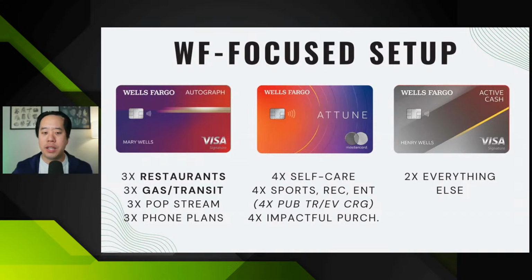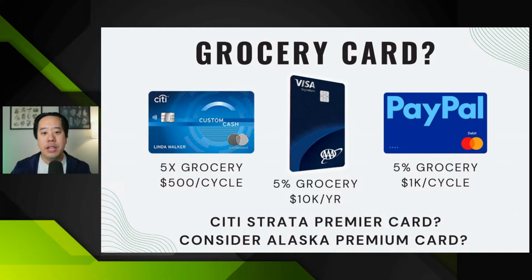You're going to miss things like groceries, which is a big one I can see already. You're missing travel, although you could say that the Alaska card is your travel card because you're flying with Alaska. But then what about things like hotels? Those are the things you want to look for when you build your Wells Fargo focused setup, because you're going to have some gaps, not only in multiplier categories, but also in things you do for travel. And so the question is, what's another good grocery card to consider?